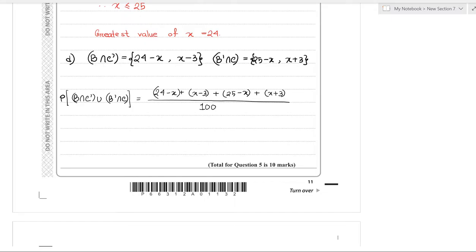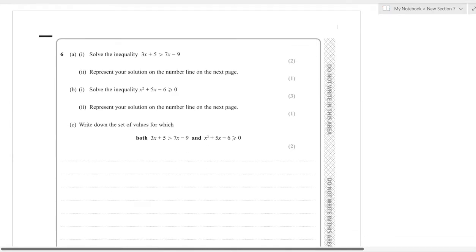Now for the numerator, if you calculate it, this x and x gets cancelled out, this x and x gets cancelled out. So you have 24 minus 3, 25 plus 3. So this 3 gets cancelled out, and we are left with 24 and 25. So plus of 24 and 25 gives you 49 over 100. So the probability of B intersect C prime union B prime intersect C is 49 by 100. I hope question number 5D was clear enough for you all to understand. So moving to question number 6.